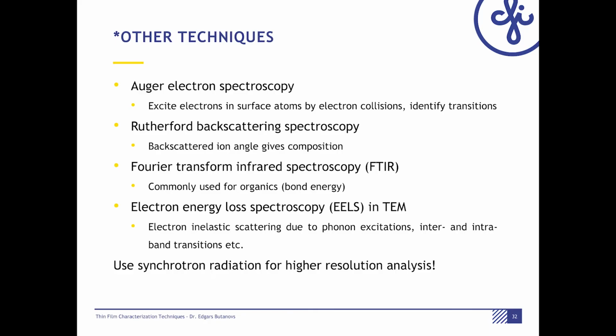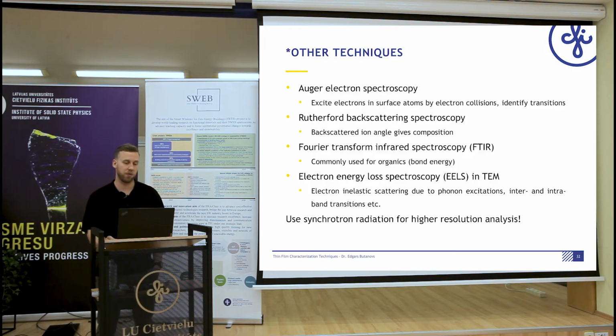There are many other techniques you can use, of course, such as Auger electron spectroscopy, Rutherford backscattering spectroscopy, Fourier transform infrared spectroscopy, and many others. However, these are out of the scope of this lecture. You can also use synchrotron radiation, which gives you much higher resolution of the analysis. However, of course, you need to apply for beam time in these synchrotron facilities.